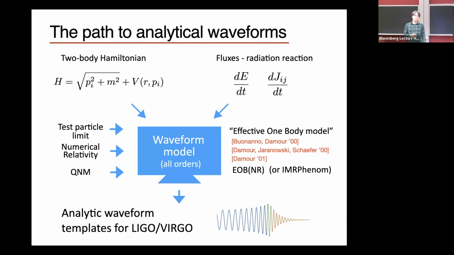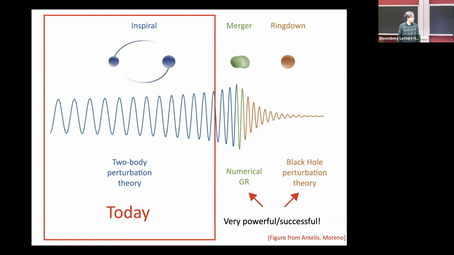And for today's talk, I will be focusing on the in-spiral phase, which is where I can do the kind of perturbation theory that I know how to do, where I just have two particles, two bodies interacting gravitationally far away from each other. And this is what we will be able to relate to something in particle physics. Okay, any questions so far?